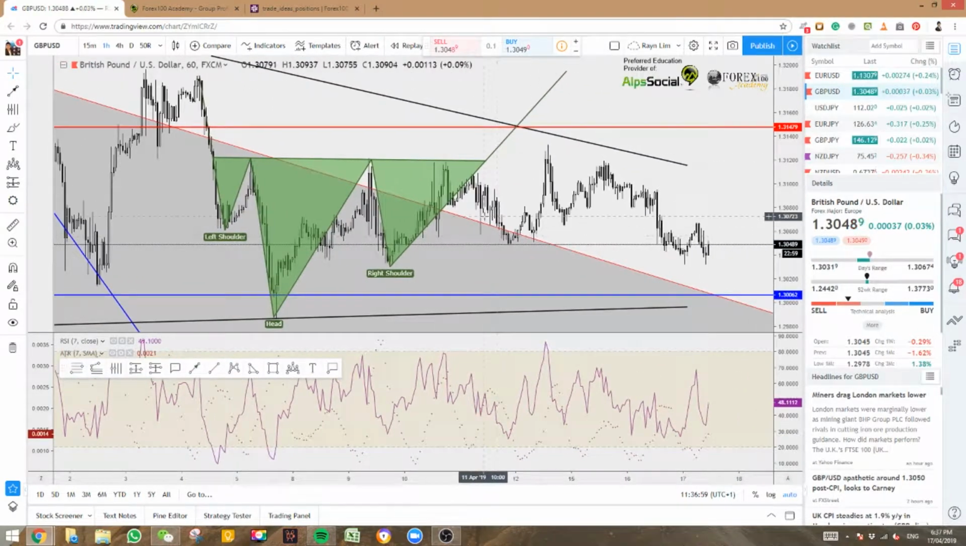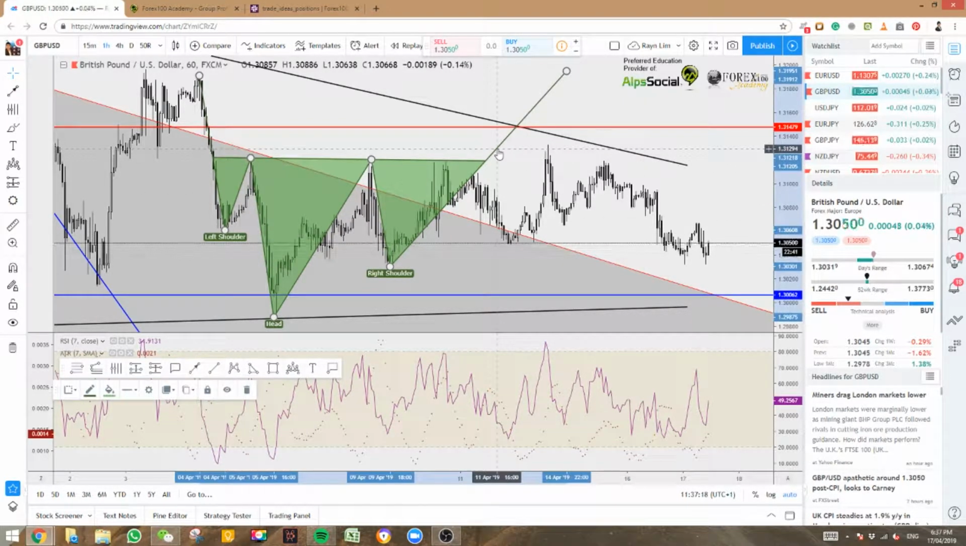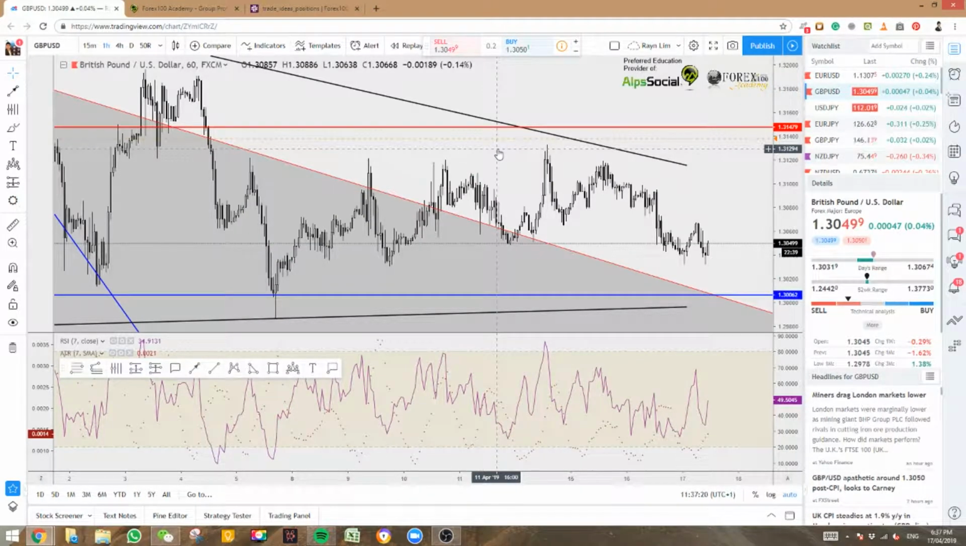Apart from that, nothing much for me, because I'm waiting for a shorting opportunity. I will not participate in this trade. And as you can see, there are a couple of clues. Once the market retested the previous neckline, it just got rejected. Alright, so not very interested in this trade.